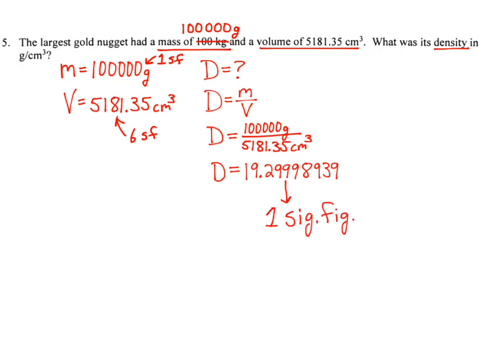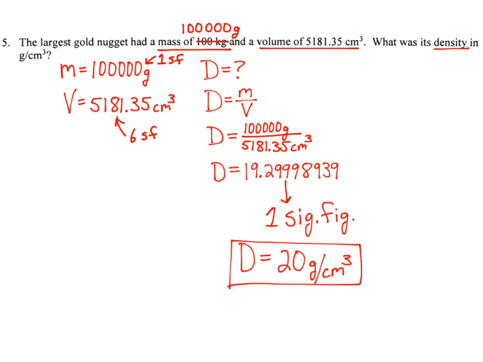You might be a little confused as to how to round 19.2998939 to a number with 1 significant figure. But when we do this, we get 20. 19 rounds to 20, because 20 is an answer that has just 1 significant figure. 20 grams per cubic centimeter is the answer here.